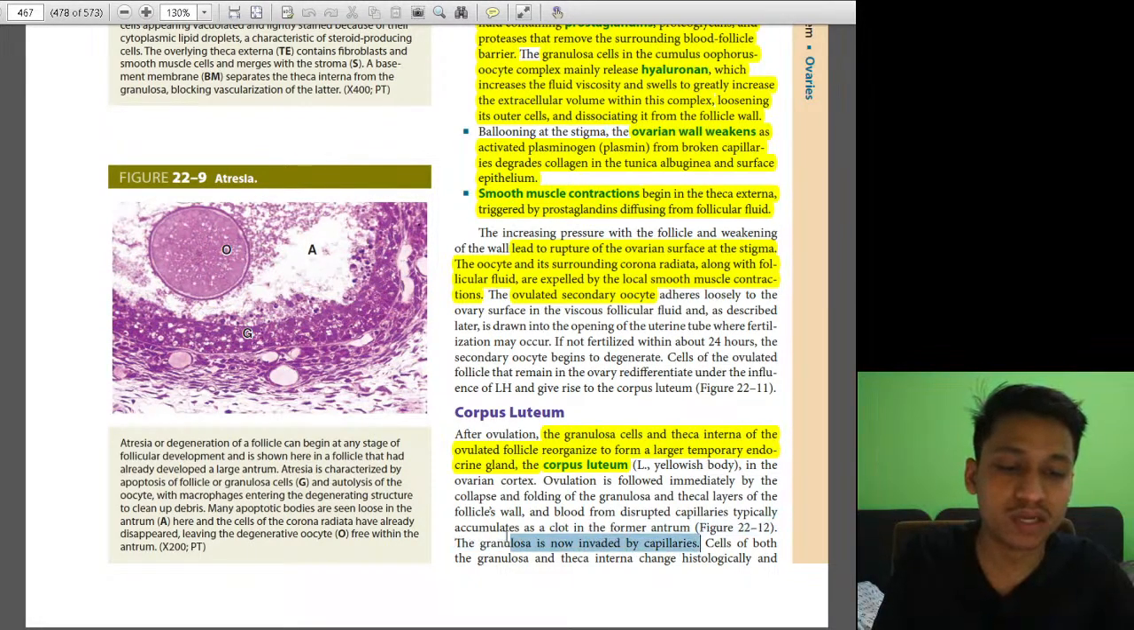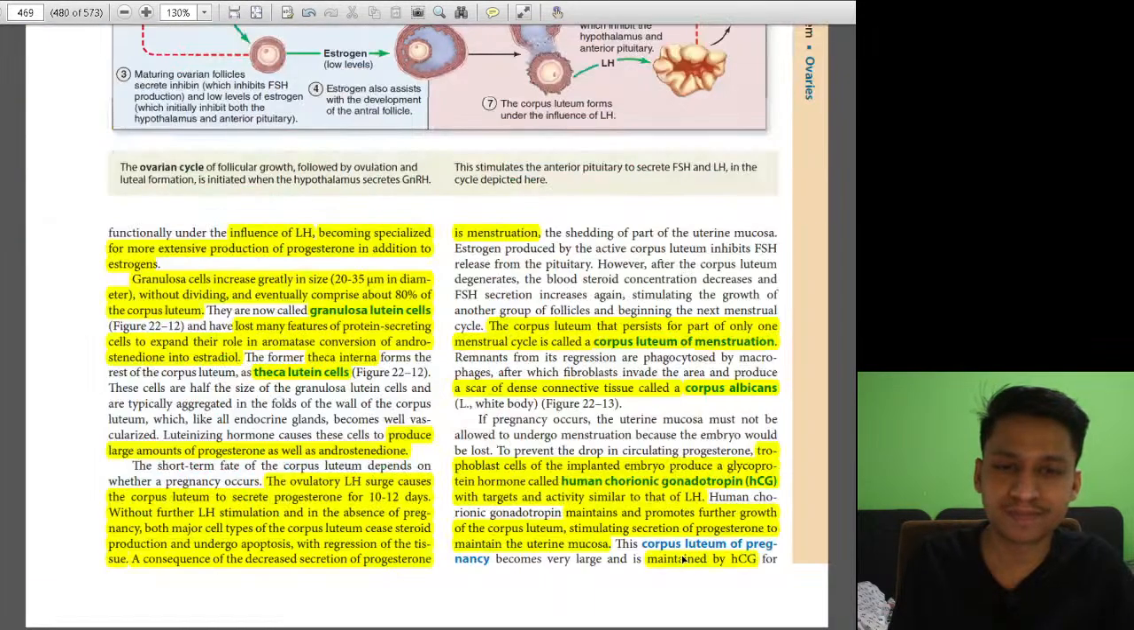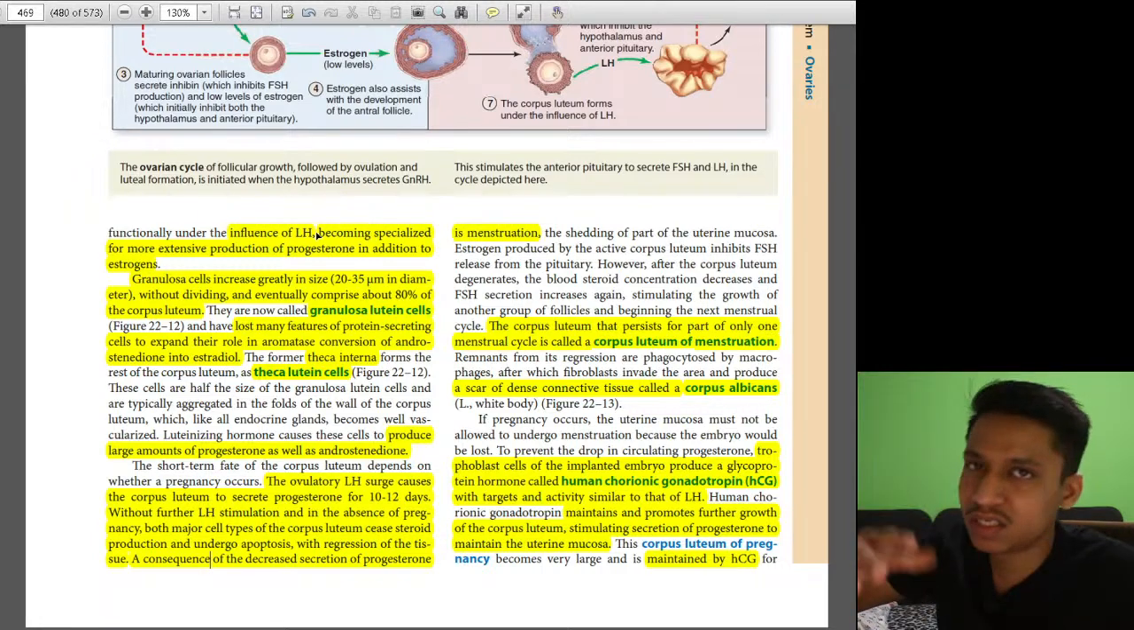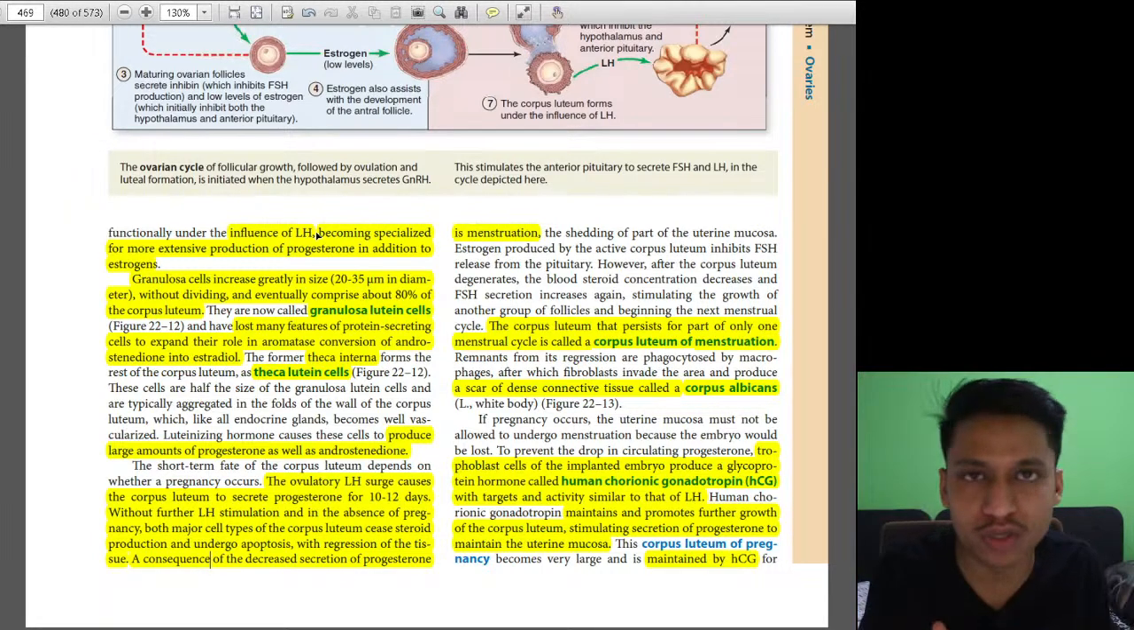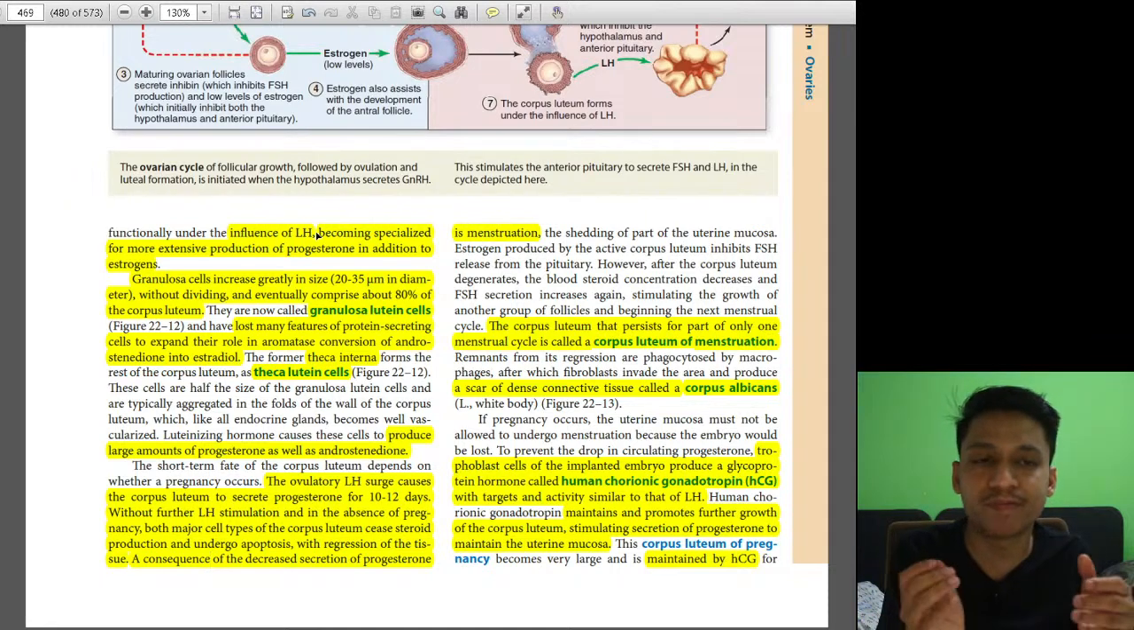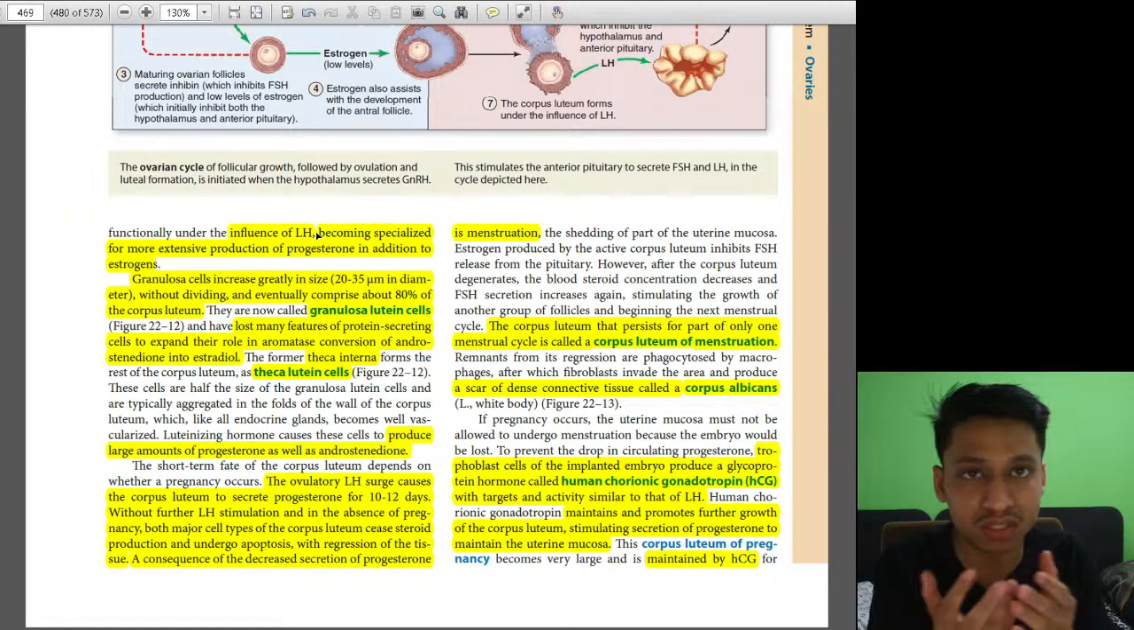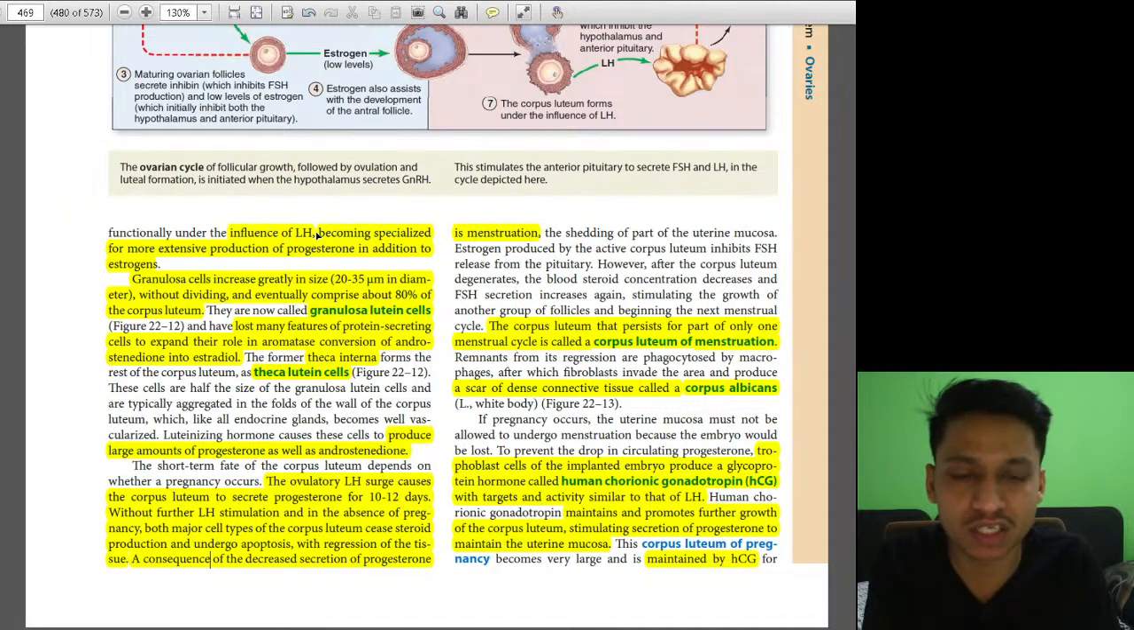Cells of both the granulosa and the theca interna change histologically and functionally under the influence of LH. The theca was always vascularized, never avascular, and now that vasculature has come down to the granulosa cells as well. After the LH surge we have this LH influence all over. We don't need FSH anymore. The ovulation is done, the follicular growth is done, and we don't need FSH anymore.